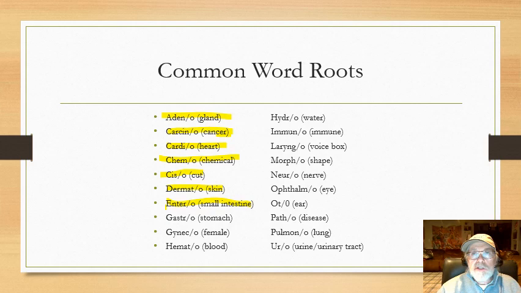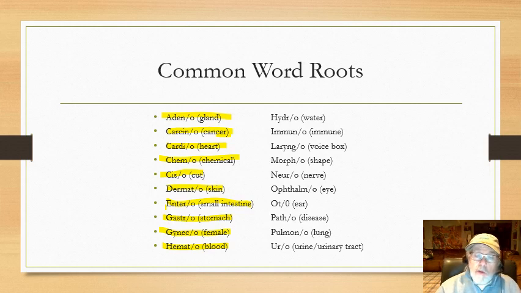Enteritis. Itis is a suffix that means inflammation, and enteritis would be an inflammation of the small intestine. I mentioned gastritis would be an inflammation of the stomach. So, gyneco means female. Gynecology, the study of female or woman-related problems. Okay, hemato means blood. Hematologist would be someone who is involved with blood diseases or blood, or hematopathologist, blood diseases.